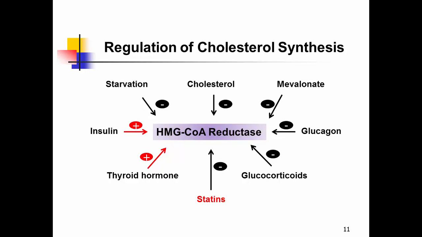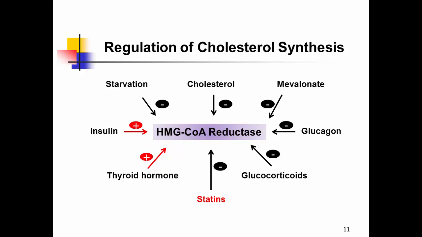And there are lots of negative regulators. For example, starvation basically can inhibit or reduce cholesterol synthesis, and glucagon, which is a starvation hormone, also can inhibit the HMG-CoA reductase, and glucocorticoid also inhibits the enzyme activity.